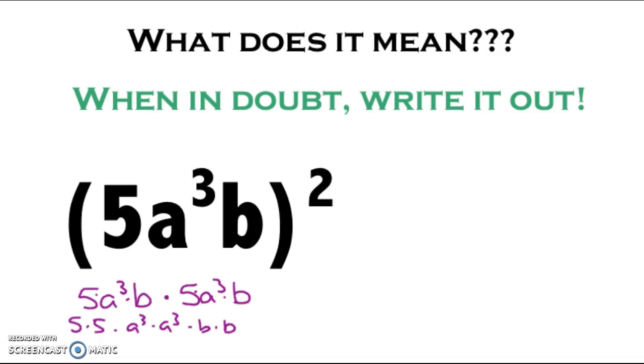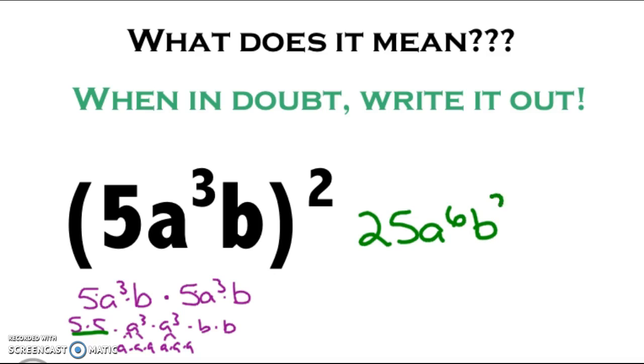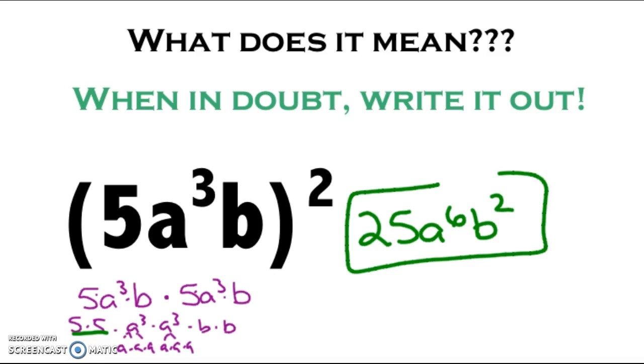b. And you might know the rules from there, or you might even go further and say, hey, that a cubed, I remember it's a times a times a, and this a cubed is a times a times a, and then try to simplify it out as much as you can. Well, here, 5 times 5, that's 25. A times a times a times a times a times a is a to the 6th, and b times b is b squared. So 5a cubed b, that quantity squared, simplifies to 25a to the 6th b squared.